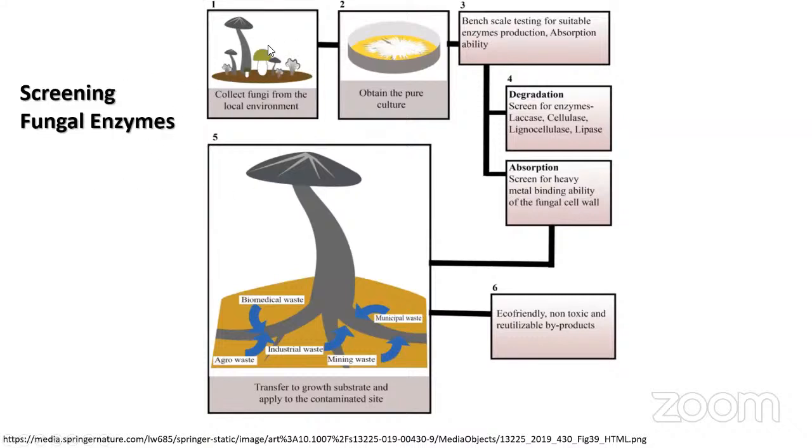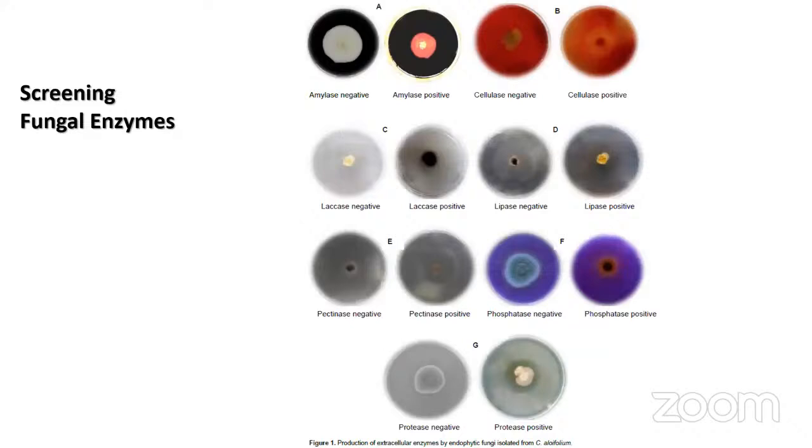For this, we collect a soil sample from the environment. With this soil sample, we use media or different kinds of growing environments where we can grow these fungi selectively. Once these fungi are selectively grown and we obtain a pure culture, we expose them to different kinds of substrates to identify which substrates can be acted upon. Once you select the specific fungi for their degradation as well as their absorption characteristics, you then transfer them to a growth substrate or apply them to the contaminated site so that you can have eco-friendly, reutilizable methodologies. So this is the kind of screening I'm talking about.